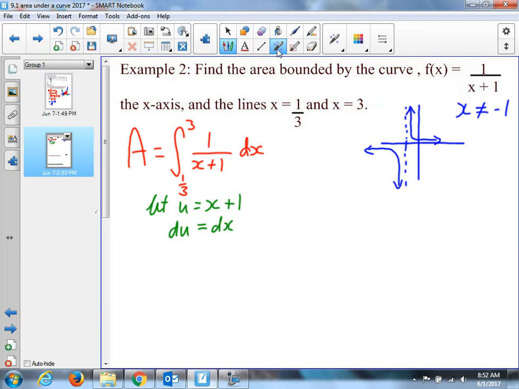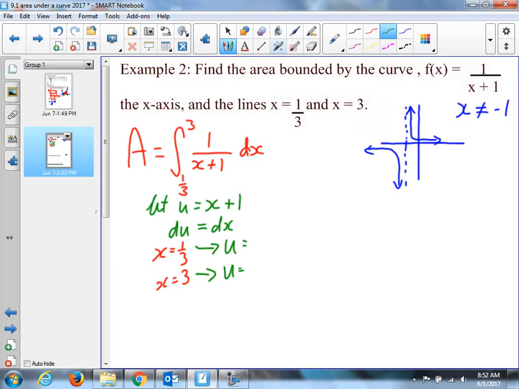Because, okay, I've got the u for the x plus 1 taken care of. Then all I have left over is the dx. I have no x's left over. Now, when x equals 1/3, when x equals 3, u equals, oh gosh. So that's your next step.